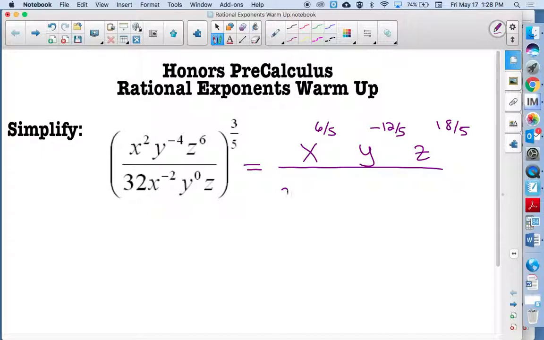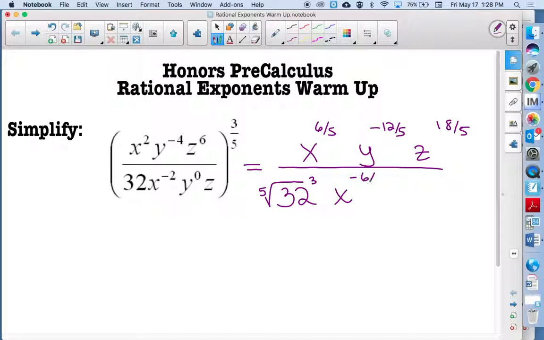And then on the bottom, does the 32 get the exponent? 32, you take the 5th root of it. Yeah. So when you're taking the 32 with the 3/5, it's really the 5th root of 32, and then that's cubed, so we'll just rewrite it right there. X would be... That was also 6 fifths.